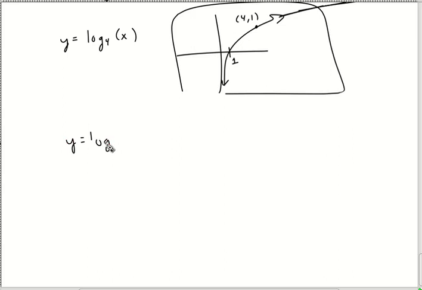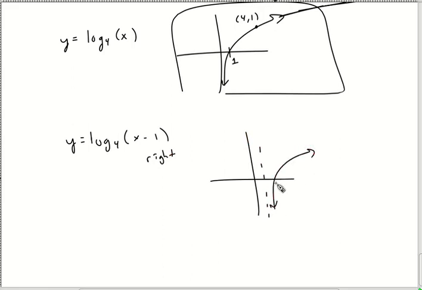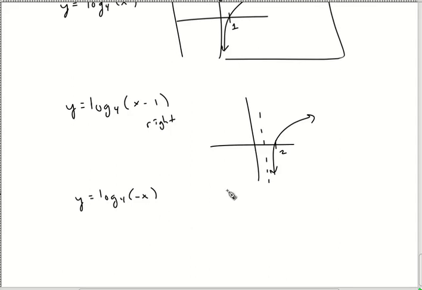So we got log base 4 of x minus 1. Now, notice that this is going to go to the right because it's inside, opposites and all that kind of stuff. So there's a vertical asymptote here at 1, and then it grows. This guy is now going to be at a 2. Cool. We have the next one, which would be log base 4 of negative x. So that's going to flip it horizontally. My original looks something kind of like this, and now the new one looks like that.